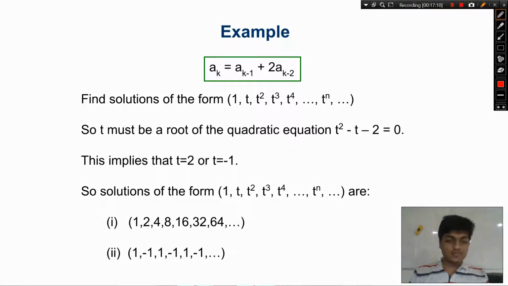So either the solution will be of the form 1, 2, 4, 8, 16, 32, 64, or the solution will be of the form 1, minus 1, 1, minus 1, 1, and so on. You can verify that this satisfies the recurrence. For example, the third term, 1, is given by minus 1 plus 2 times the first term, which is 2. So 1 is minus 1 plus 2, which is true, right?